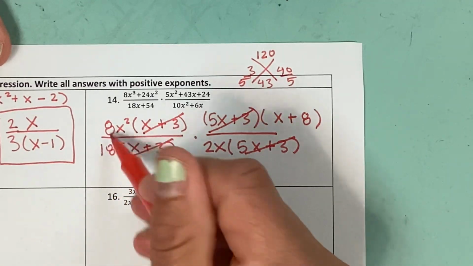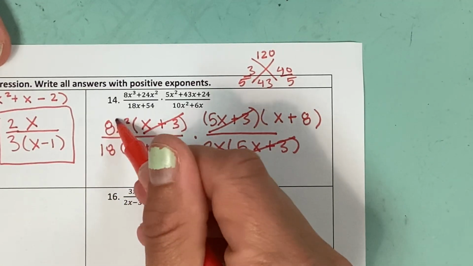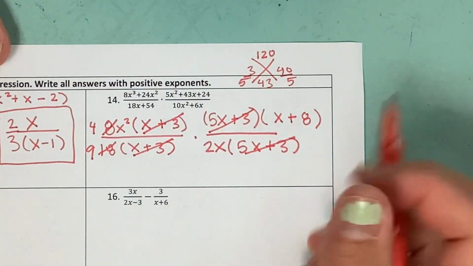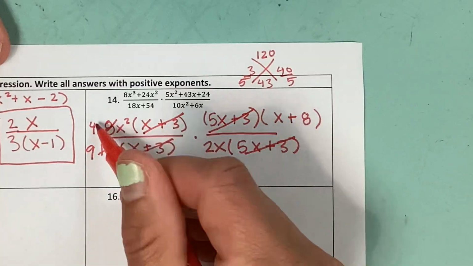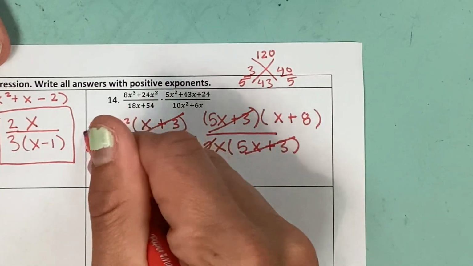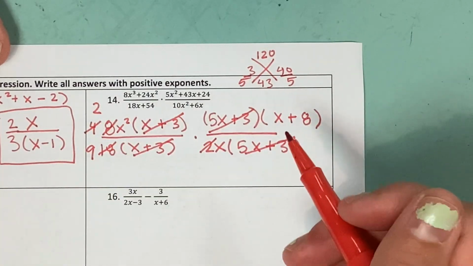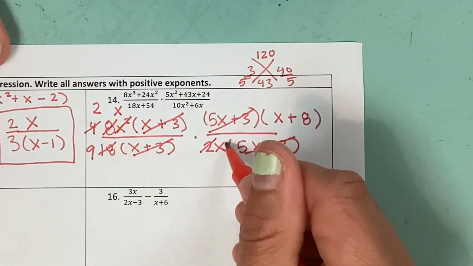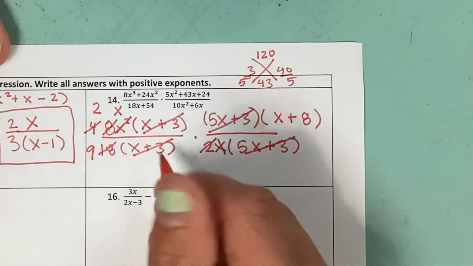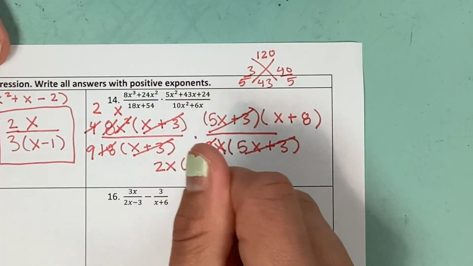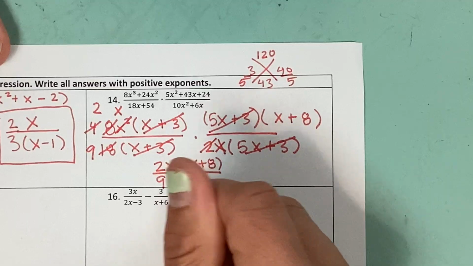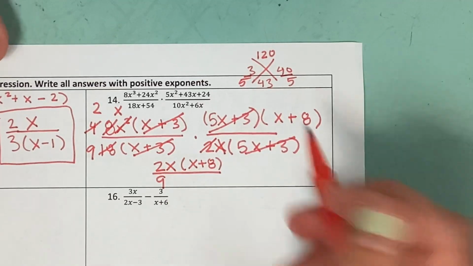All right, so I can reduce this guy here by 2. So that's going to be 4 and 9. And then I can even reduce this 4 and 2 by 2. So that's going to go to a 1, and that's going to go to a 2. I also can reduce the x's. So this is going to go to just 1x. This x here will go away. So on top, I'm left with 2x and x plus 8. And on bottom, 9. And that's it. Just 9.